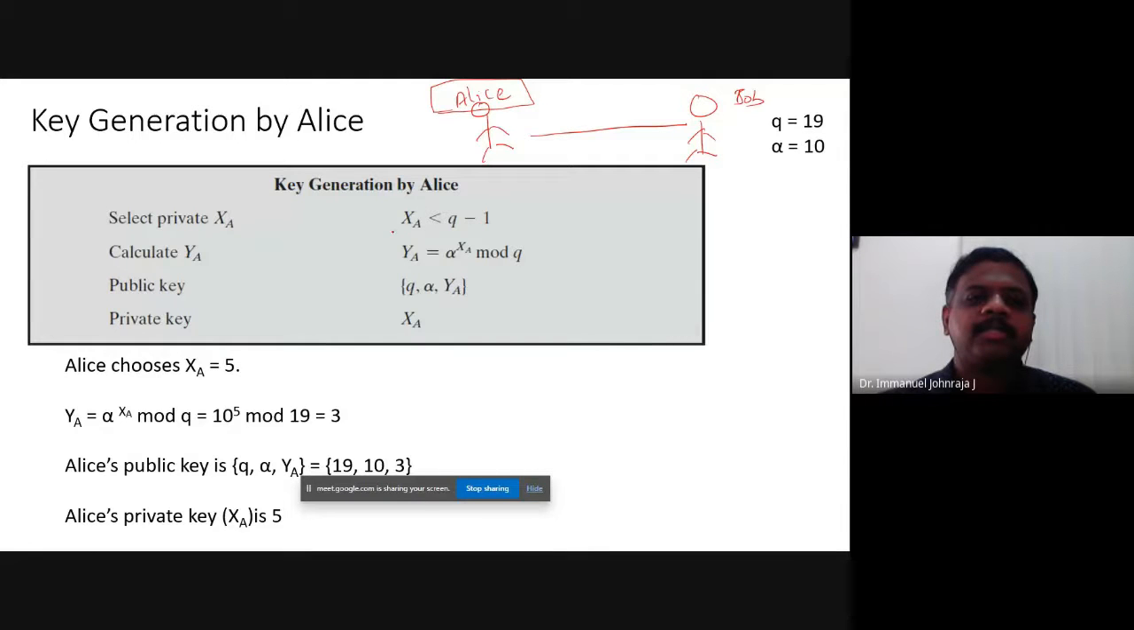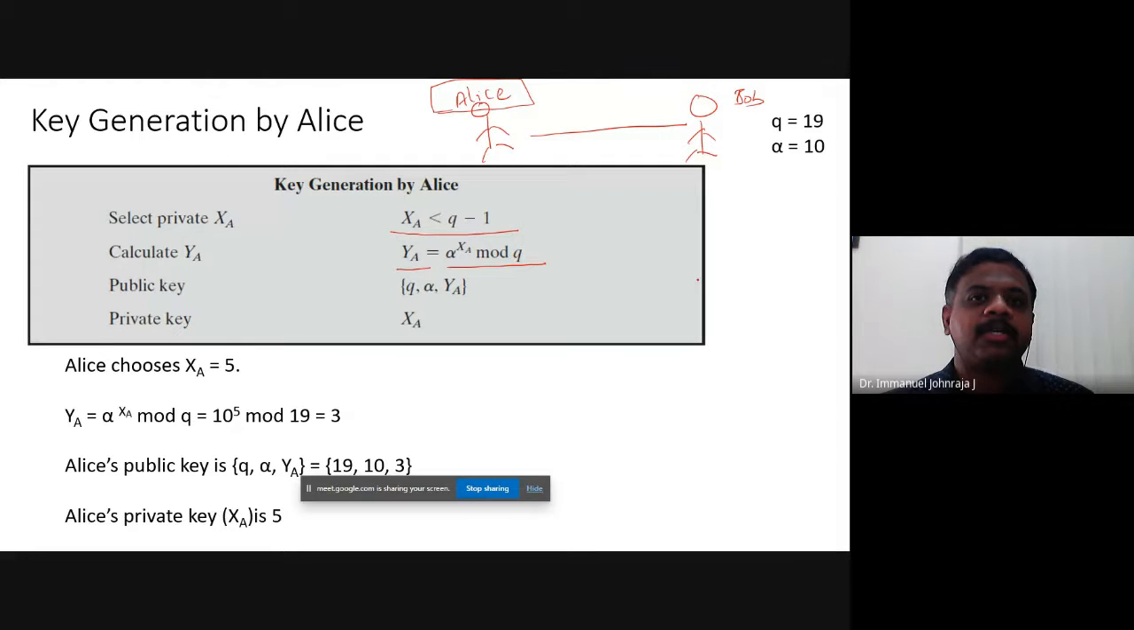What does she do? She chooses a value x_A less than q, very similar to Diffie-Hellman, if you remember that. So she selects a random value. The only condition is it should be less than q minus 1. And she calculates y_A. Don't you think this is also similar? Alpha power x_A mod q. So far, this is probably the ditto of your Diffie-Hellman. So she calculates y_A, which is equal to alpha power x_A mod q. And then the public key is q, alpha, y_A. These are the three values which are taken as the public key.